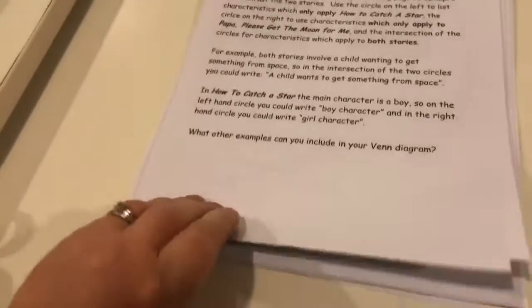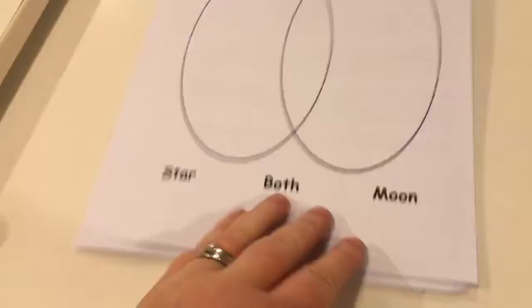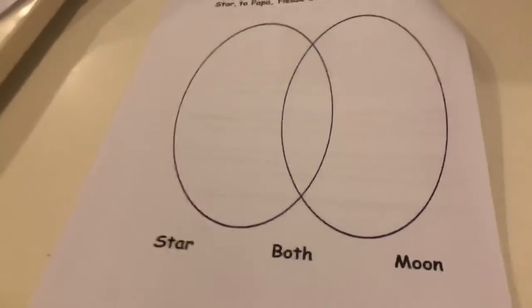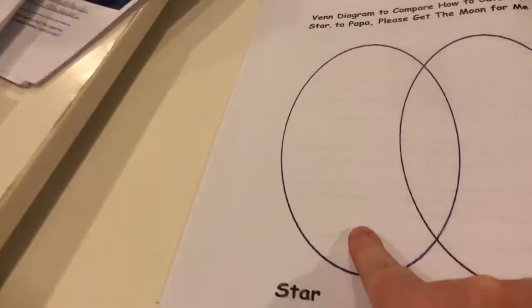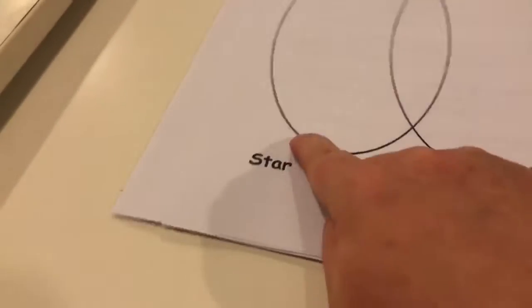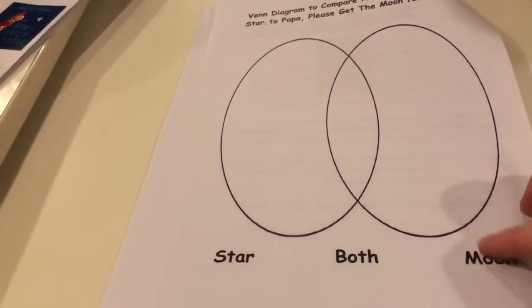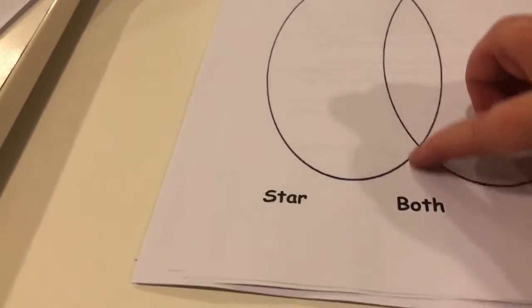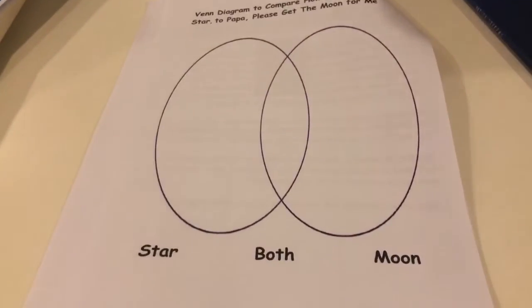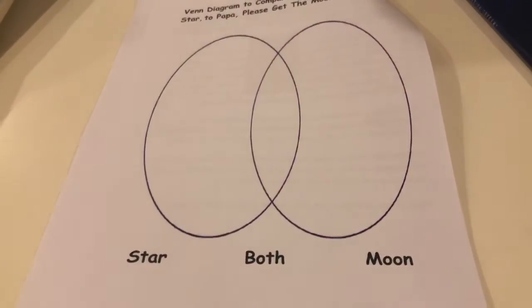So I've given you a Venn diagram here. It was tricky to label this on the computer, I'm afraid. So this circle here refers to the How to Catch a Star book, and this one is the Moon book, and your intersection is both. So I'm sorry the labelling wasn't brilliant there, but I had a bit of a struggle trying to get labels onto my Venn diagram.